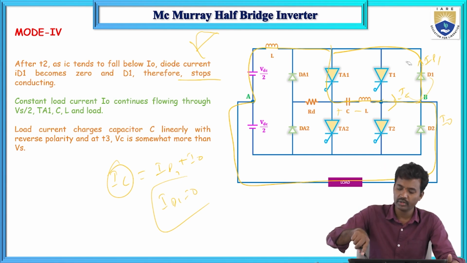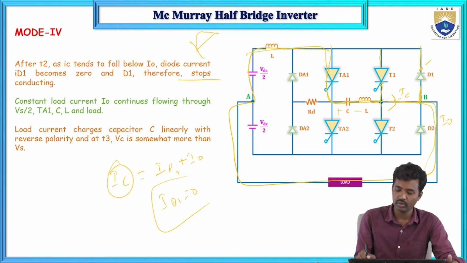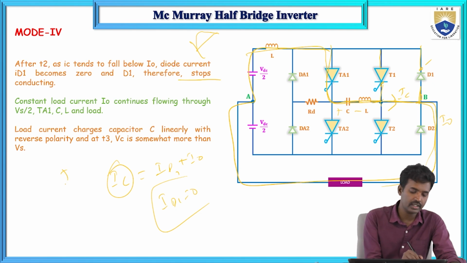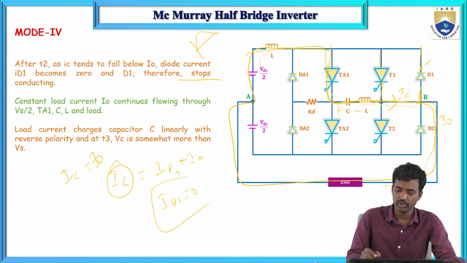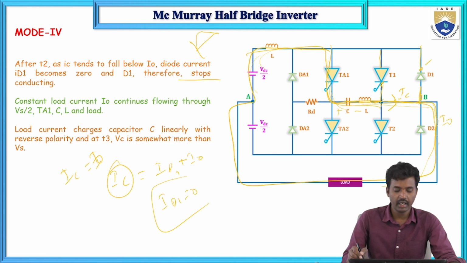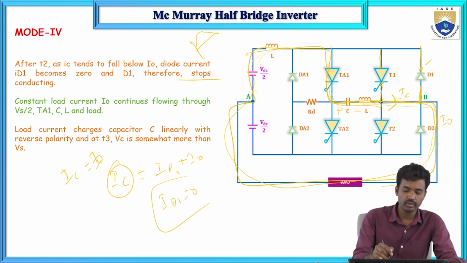In the fourth mode of operation, this is an open circuit: T1 is open circuit and D1 is open circuit. Now the current flows like this only, so IC equals I0. The capacitor and the load: I0 is continuous, the current goes through Vs by 2, TA1 and the capacitor CL, and then comes back to the load.